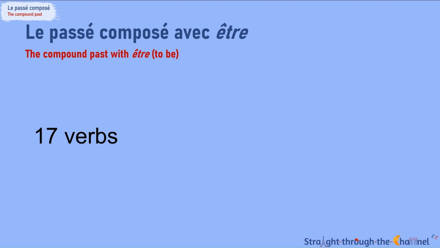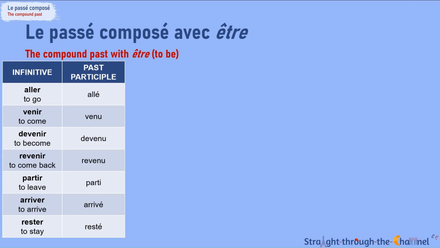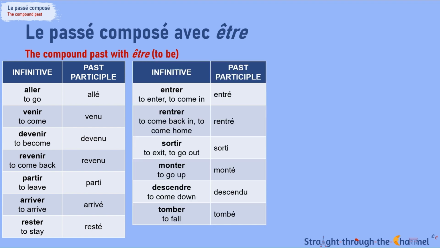The second type of verb to be used with être in compound tenses is a group of 17 verbs, most of which involve some kind of geographical movement. So you have aller, to go, and venir, to come, alongside verbs made up of venir, devenir, to become, and revenir, to come back. There's partir, to leave, which you can pair up with its antonyms arriver, to arrive, and rester, to stay. There's entrer, to enter, its friend rentrer, which can translate as to come back in, to return, or to come home, and the antonym of entrer, which is sortir, to go out.